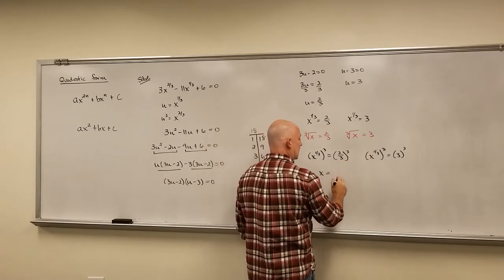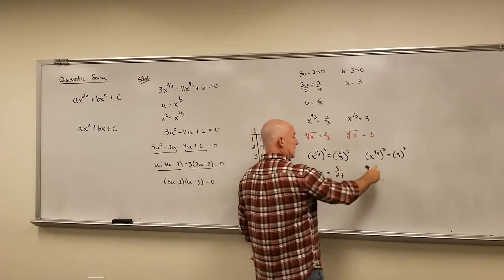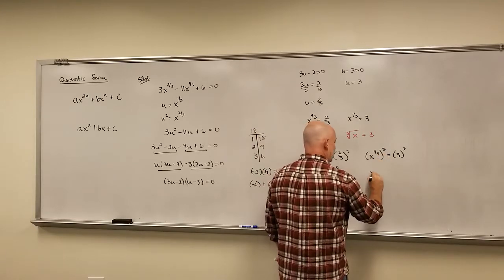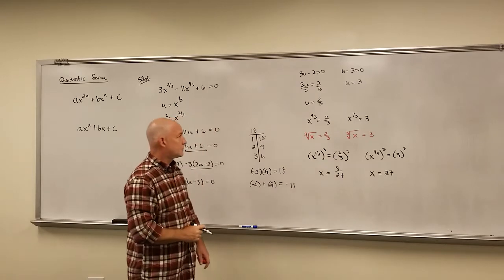2/3 to the 3rd power would be 8/27. Again, power raised to a power here we multiply. That's just going to give me x, and x cubed is 27.